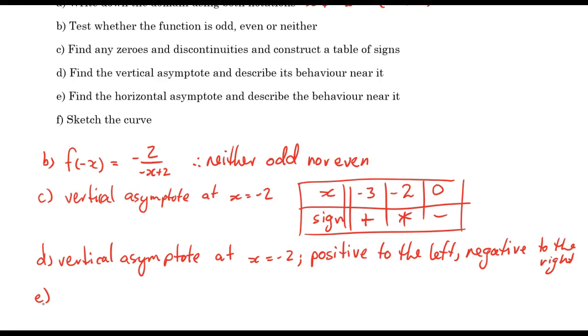Similarly, 2 divided by a very small number, a very negative number, the plus 2 is not going to make much difference. It's still going to be very negative as I approach negative infinity. And so again, I'm going to approach 0. So horizontal asymptote y equals 0 at left and right.